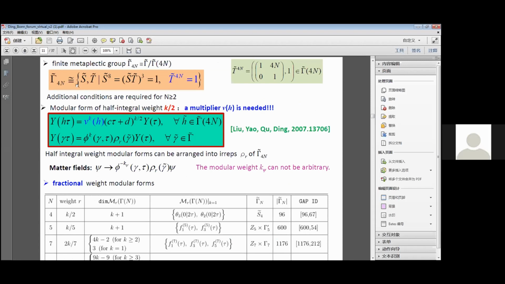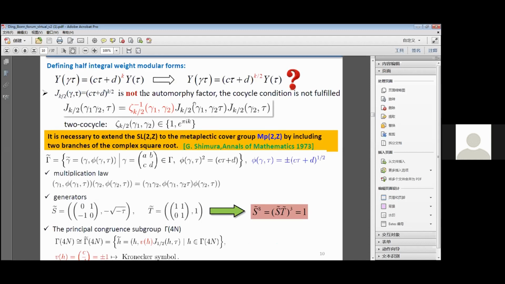Firstly, I can give you the conclusion easily. All the matter fields and the modular forms are specified by representations of the modular group, right? So the definition of the transformation has to be consistent. This is the key point. If you still work on SL2Z and the automorphy factor is c tau plus d to the power k, then you replace it with c tau plus d, root of c tau plus d. Then you will get this one. Performing two modular transformations, you will not be consistent. There will be a cocycle factor appearing.